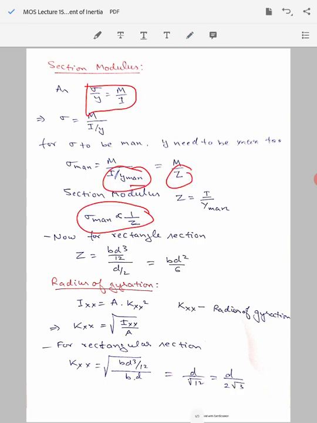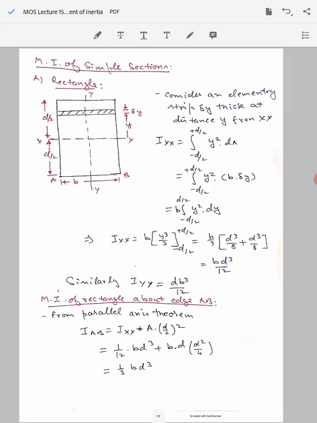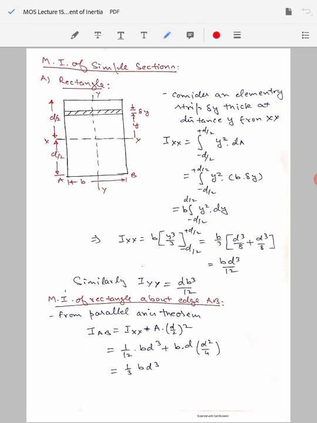We can calculate the section modulus for the rectangular section because we have just determined the moment of inertia value for the rectangular section, that was BD cube by 12. And what will be the y max in that? You can go and see your previous figure. y max will be the extreme distance fiber. What is the extreme distance fiber? That is situated at d by 2 distance.